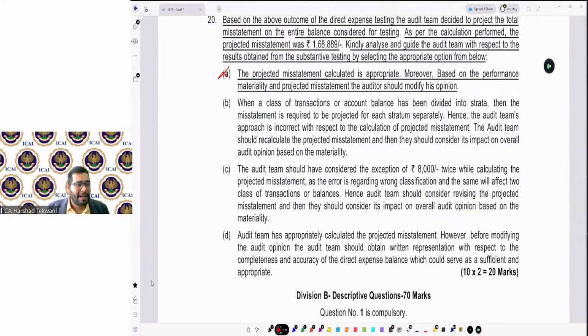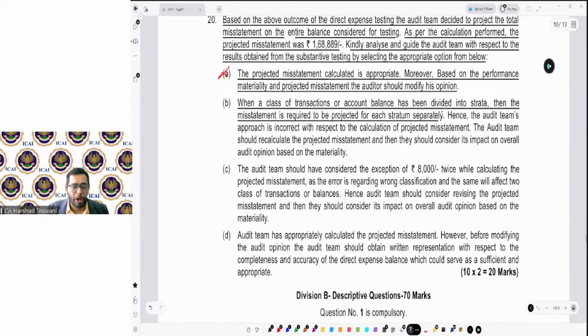Option B: when a class of transactions or account balance has been divided into strata, then the misstatement is required to be projected for each stratum separately. That is what I was talking about. Hence the audit team approach is incorrect with respect to the calculation of projected misstatement. The audit team should recalculate the projected misstatement and then consider the impact on the overall audit opinion based on the materiality. That is the correct option.